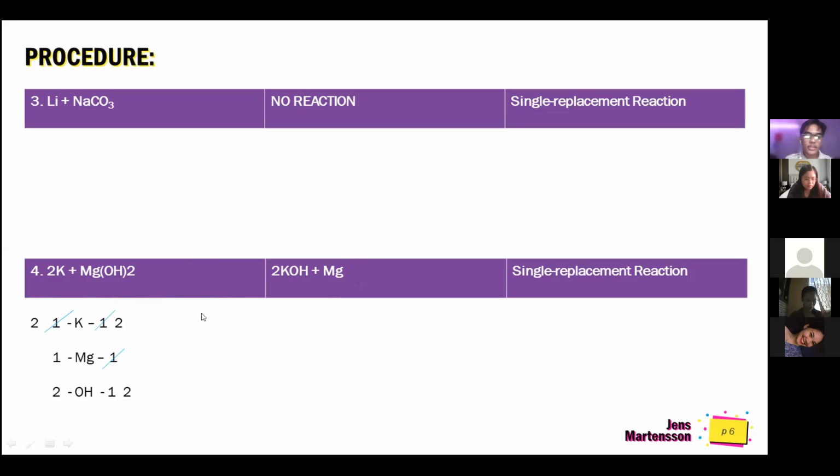So the first thing you do is to list down the elements. The first element is potassium, then magnesium, and OH. Once it is interchanged, to know whether there is a subscript or not, we identify their charges. Then if it equals 0, it means it is constant and there is no subscript.